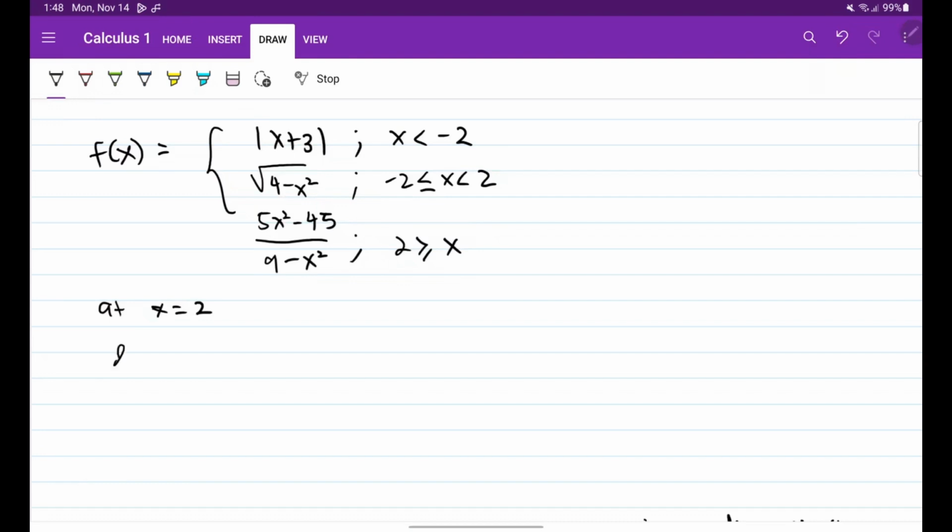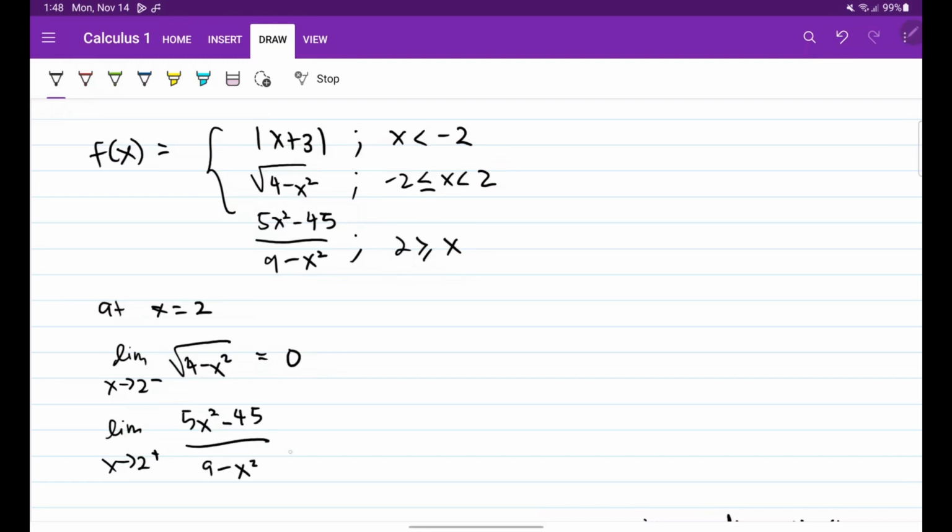So we have the limit as x approaches 2 from the left of the square root of 4 minus x squared. So this is again equal to 0. Right? And the limit as x approaches 2 from the right of 5x squared minus 45 all over 9 minus x squared is equal to, we just plug in the value. Right? Because the denominator does not become 0. So this will be equal to -5. Okay? So meaning we again have a jump discontinuity at x equals 2.